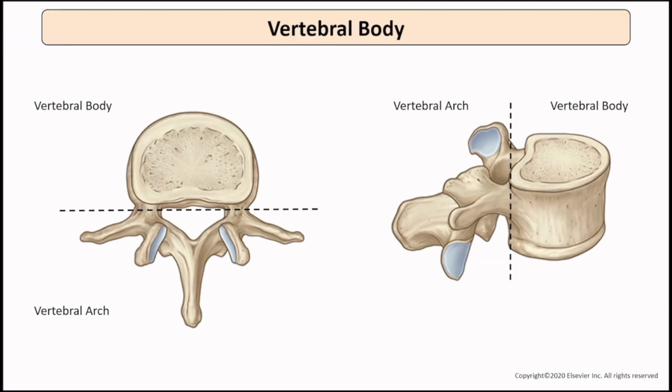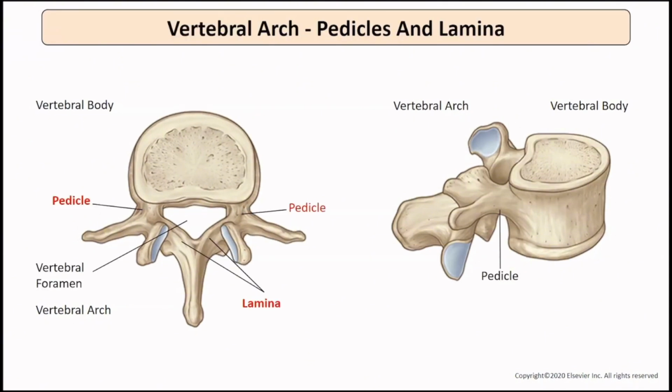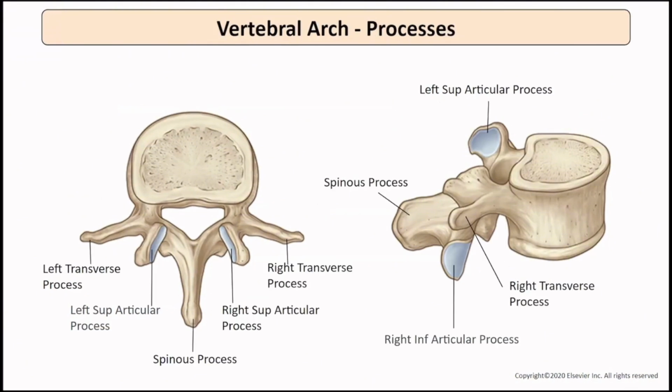A typical vertebra consists of an anterior weight-bearing portion called the vertebral body and a posterior portion called the vertebral arch. The vertebral arch is formed by the pedicles and lamina, which together with the vertebral body forms a bony opening called the vertebral foramen. Projecting out from the vertebral arch are a number of processes which include the superior and inferior articular processes which form the zygapophyseal joints, and the transverse and spinous processes which provide attachments for ligaments and muscles.